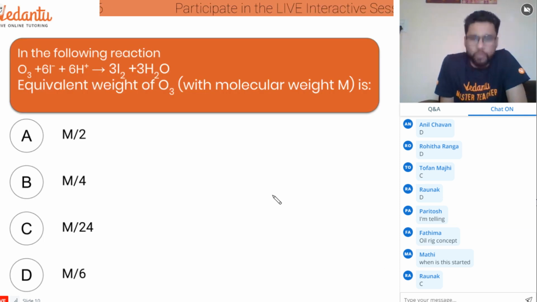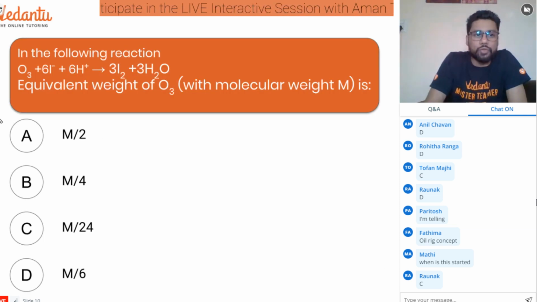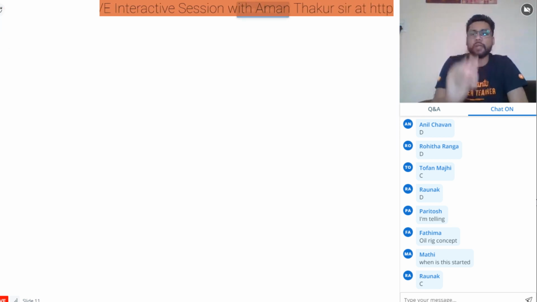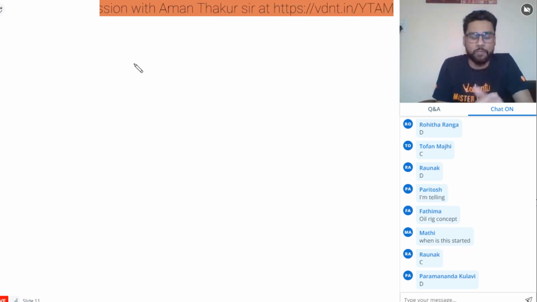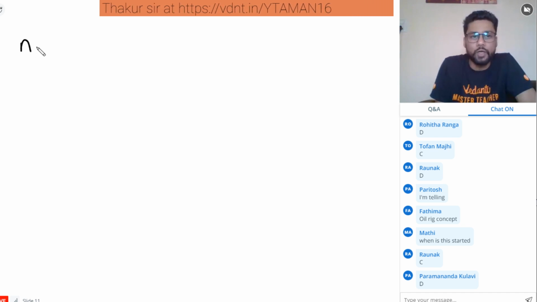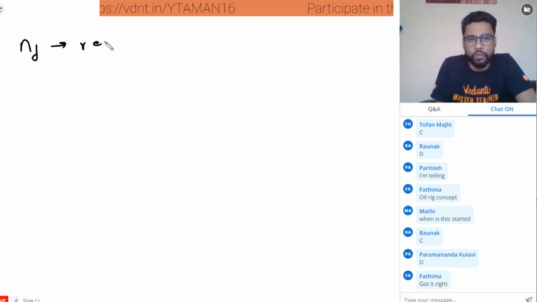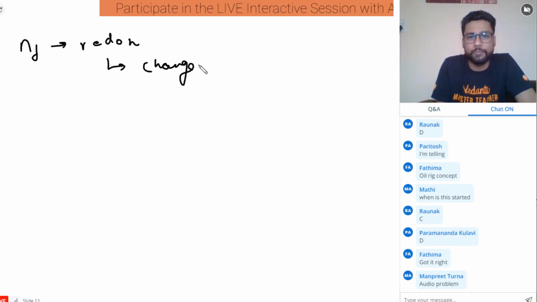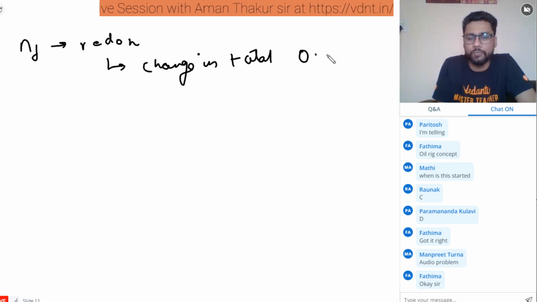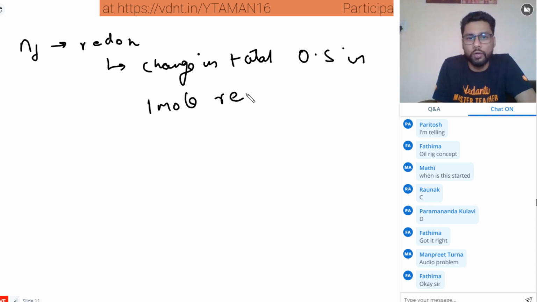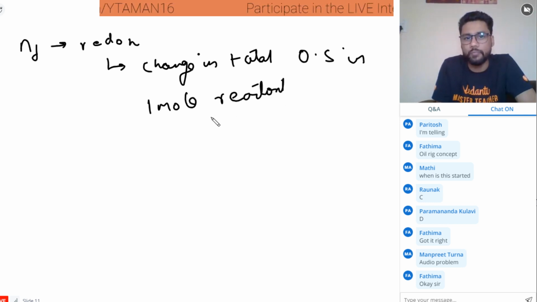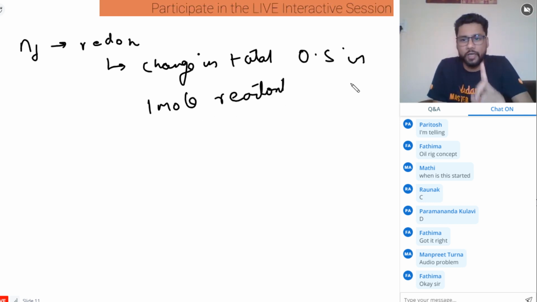30%. Okay. See, the point is that most of the people might not remember the definition of n factor. So let me define the definition. First, let me define the quantity. n factor for redox is defined as change in total oxidation state in 1 mole reactant. Change in total oxidation state in 1 mole reactant.